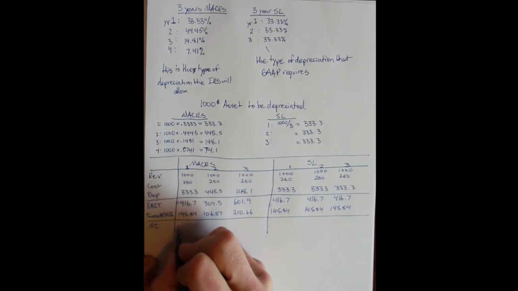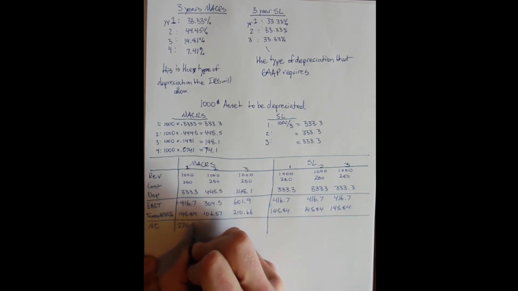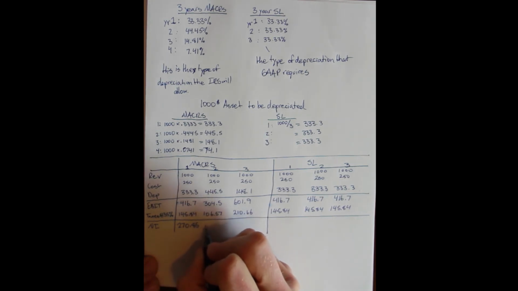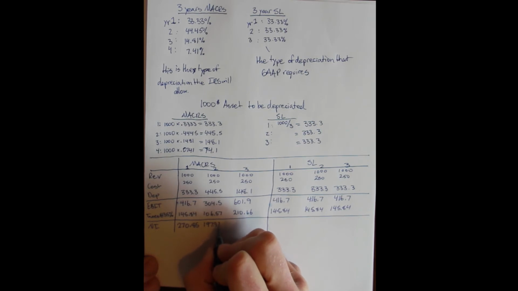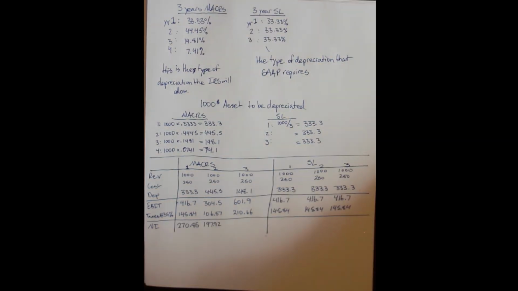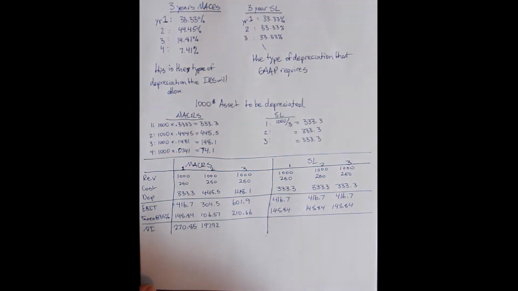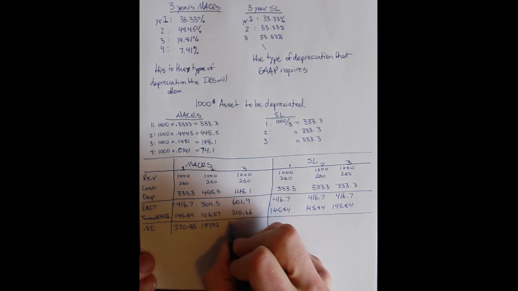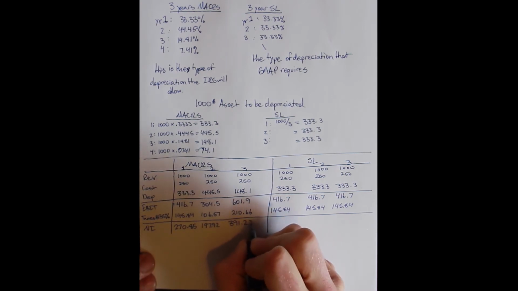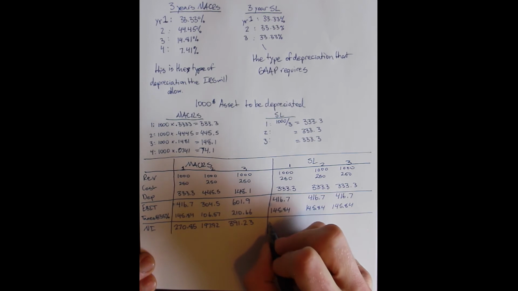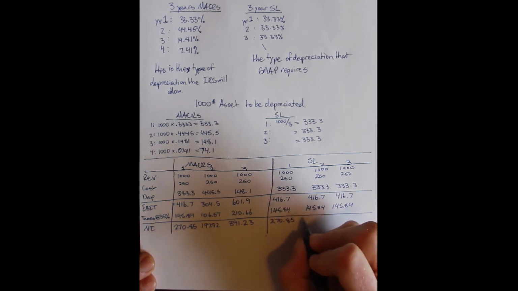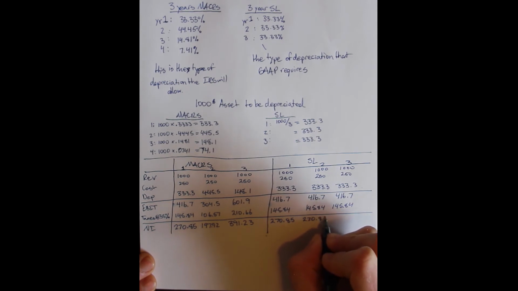So I have net income here of 270.85, and then 197.92. And then 391.23. And again, in straight line, net income is always the same. It's 270.85 all the way through.